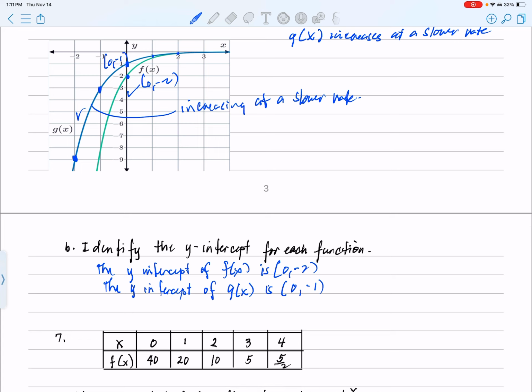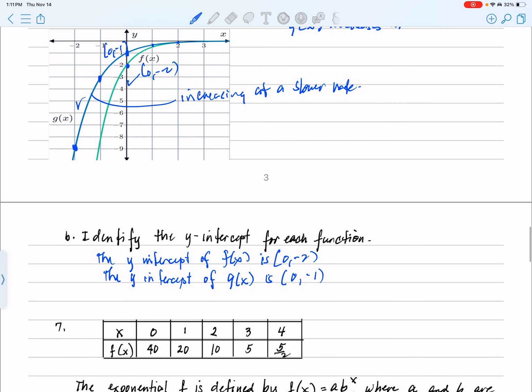So now we can use the y-intercept and constant factor for each. So we could build, say if you're asked to build the equation, you could say that the f of x is negative 2 from the y-intercept times 1/4 to the power of x, while for the g of x, you could say negative 1 from the y-intercept times 1/3 to the power of x. Okay? All right.